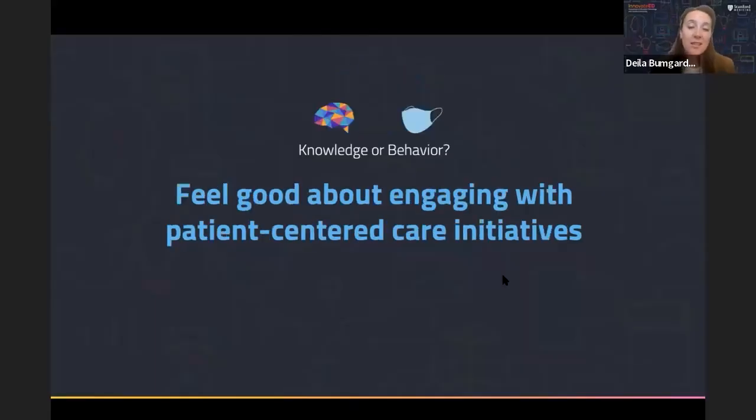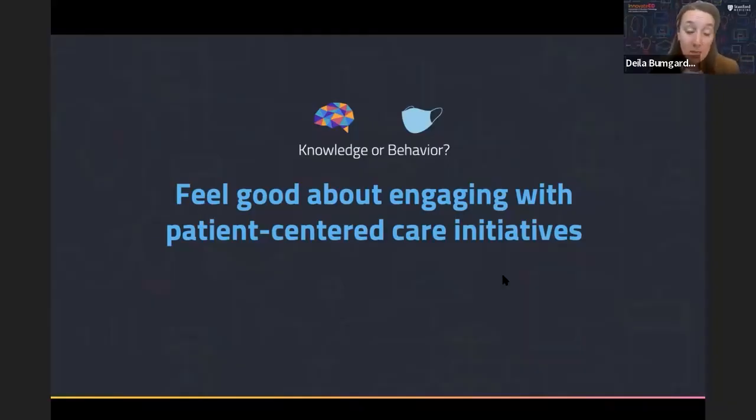And the last one, we would like the learner to feel good about engaging with patient-centered care initiatives. This is not exact from materials, but it's very close to materials that I've worked on. When I work with a subject matter expert, one of the things during the learning objective writing phase is to really ask them, what are your motivations for the learner? What do you want them to walk away with? What do they get out of this experience?